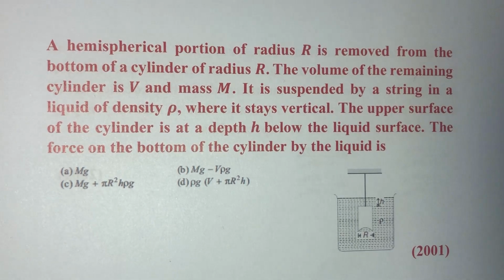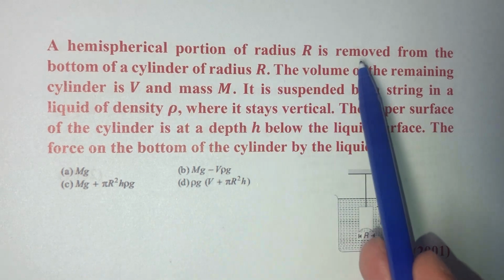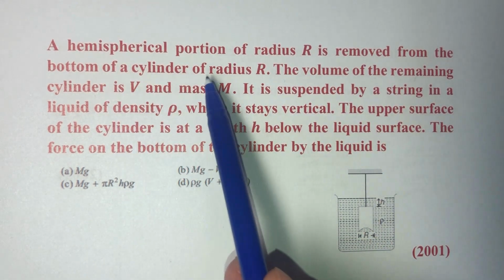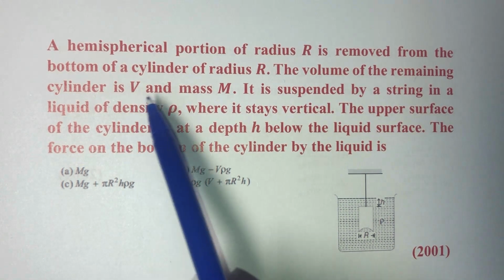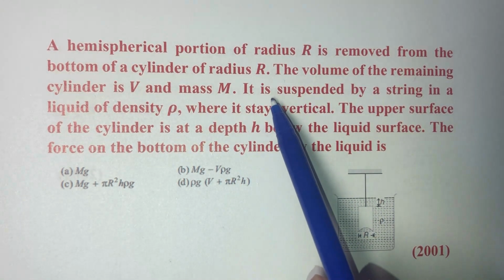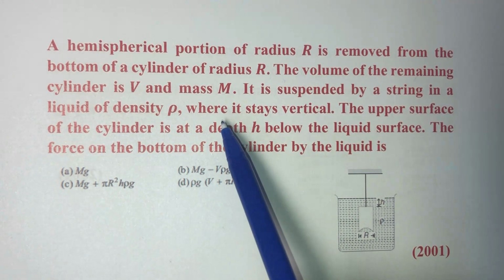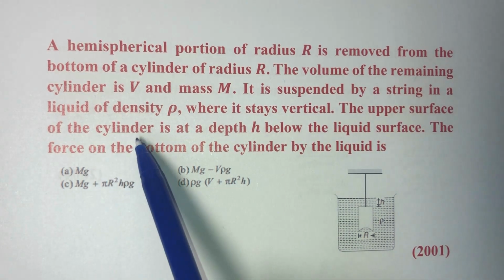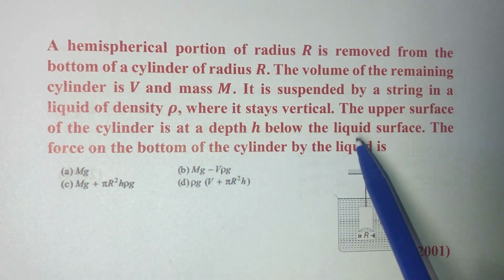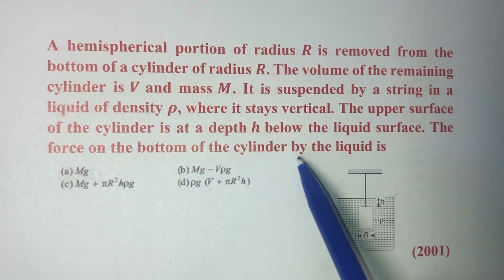Hello friends, today's question. A hemispherical portion of radius r is removed from the bottom of a cylinder of radius R. The volume of the remaining cylinder is V and the mass is m. It is suspended by a string in the liquid of density ρ where it stays vertical. The upper surface of the cylinder is at a depth h below the liquid surface. The force on the bottom of the cylinder by the liquid is.